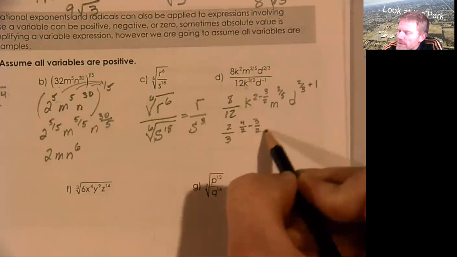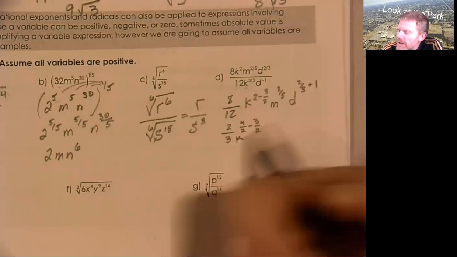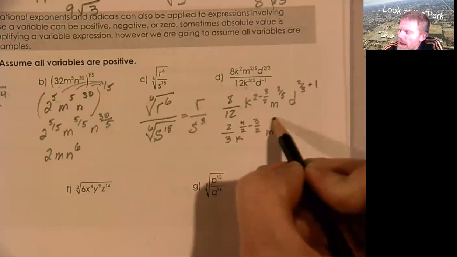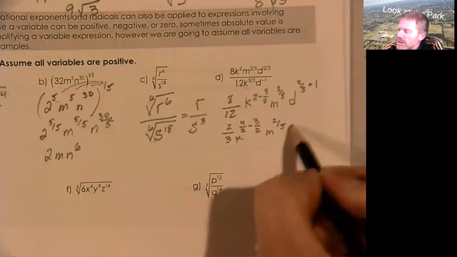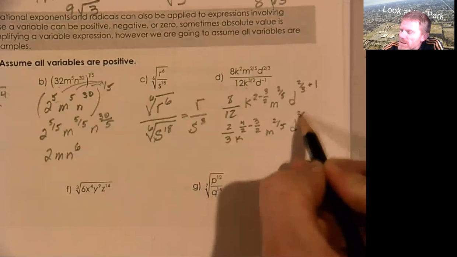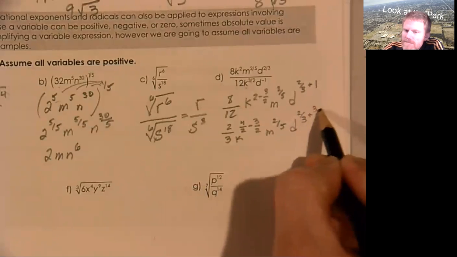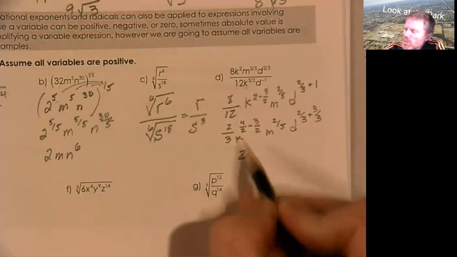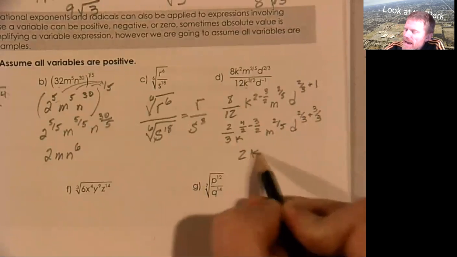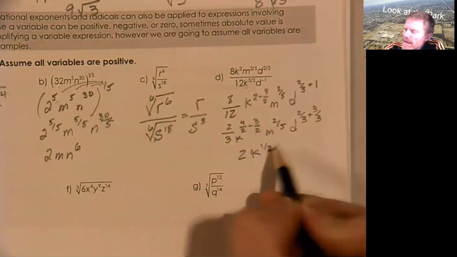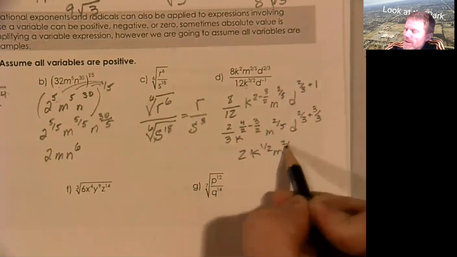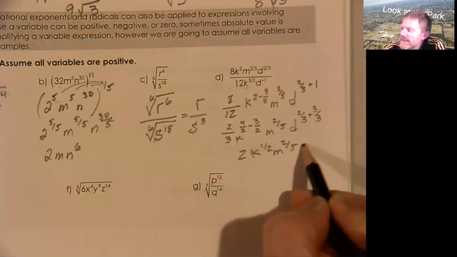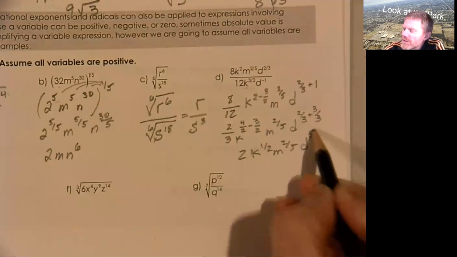Nothing you can, oh, that's a K. You got to get the K in there. Nothing you can do with the M. D, you need common denominators. So this becomes a 2 with the K to the 1/2, an M with the 2/5, and a D with the 5/3.